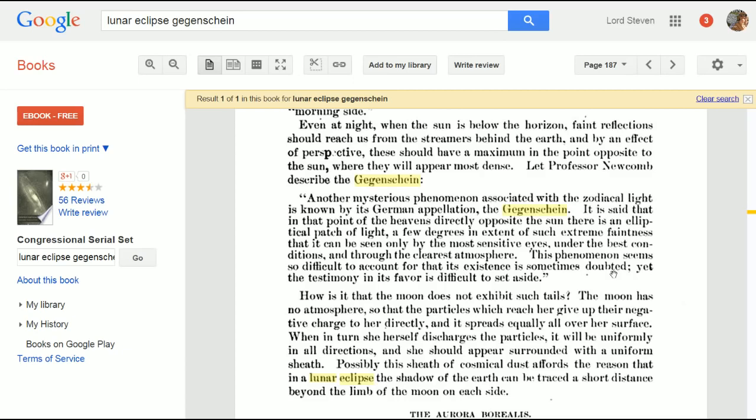Now, why do you think people would doubt its existence? You know why, don't you? Because you cannot have a lunar eclipse in a heliocentric model. That's why they doubt its existence. "Yet the testimony in its favor is difficult to set aside."